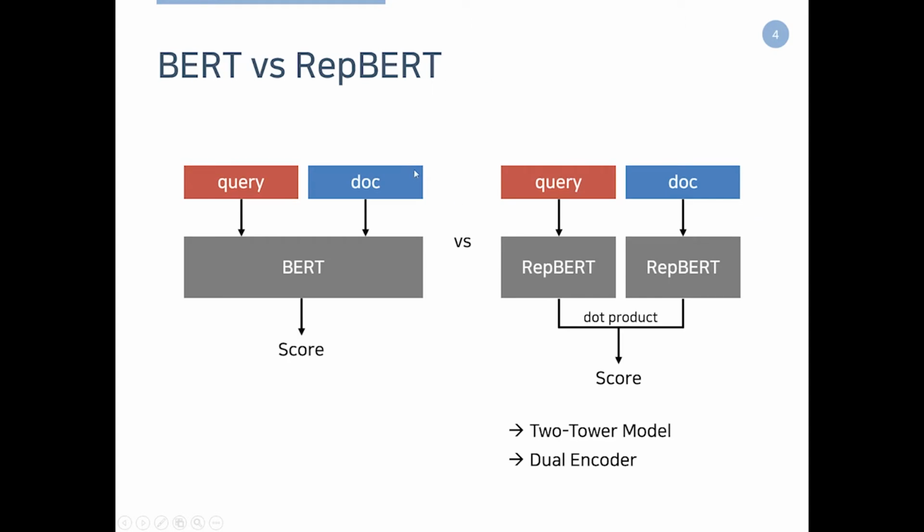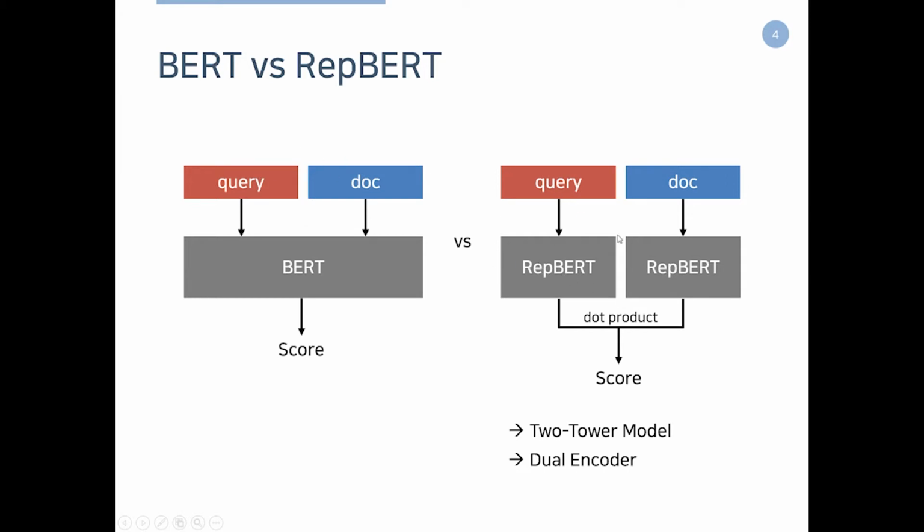And to solve this task, we can consider two kinds of models. The left one is the well-known BERT model, which uses the merged input of query and document as one input to produce a BERT score of the relation between the document and the query.